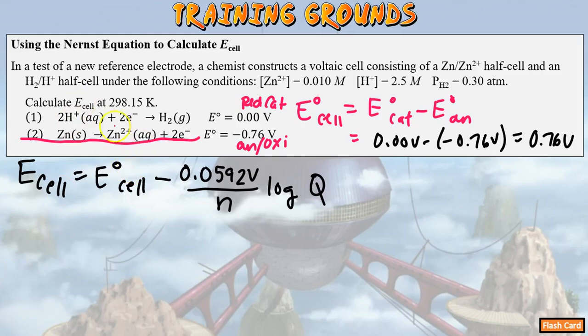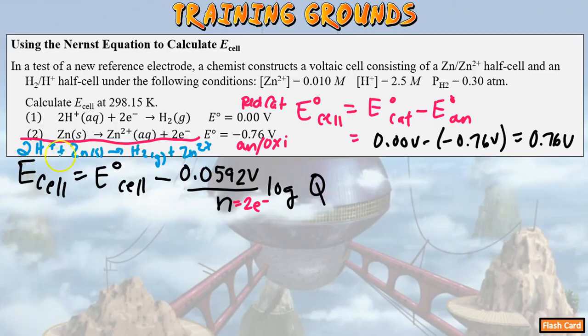Now we also can look at the number of electrons that are transferred. There are 2 here and 2 here, and so that means our N value is going to be 2 electrons. We have this value and this value. Now to get Q, you don't want to just jump in all willy-nilly and start plugging in numbers. You want to make sure you have an overall reaction that is balanced so that you know what the reactants and products are, so you can put this in your Q and get the ratio properly. So let's go ahead and do that.